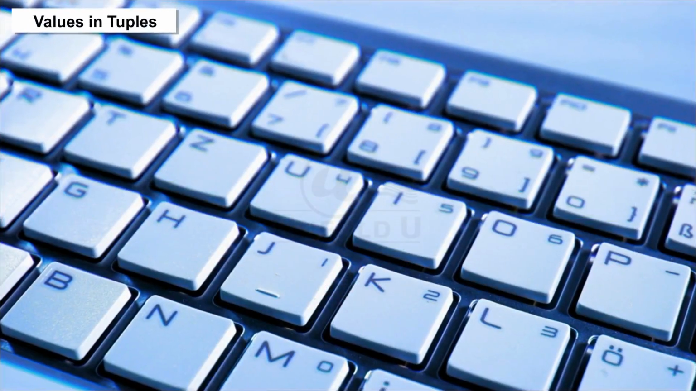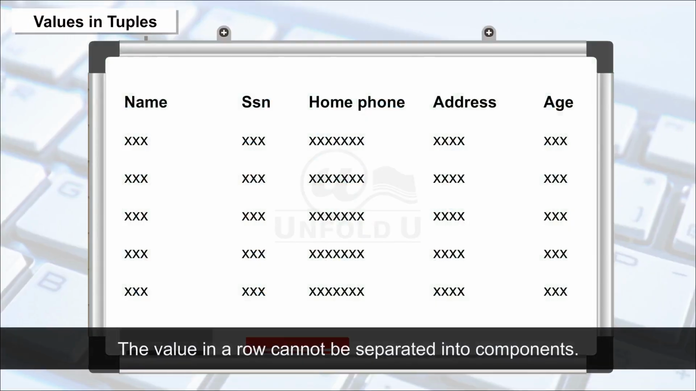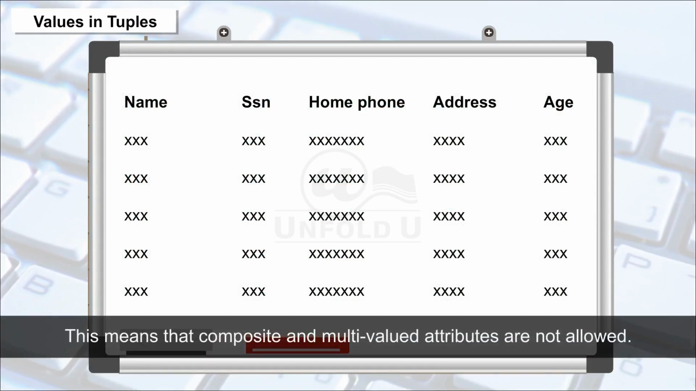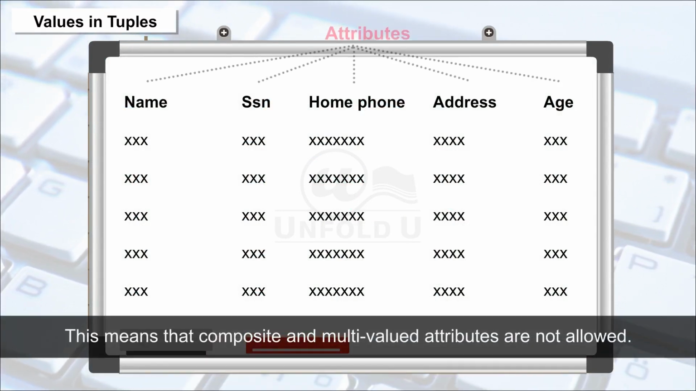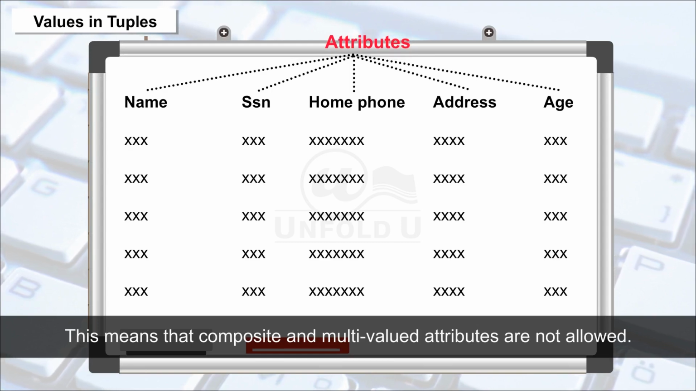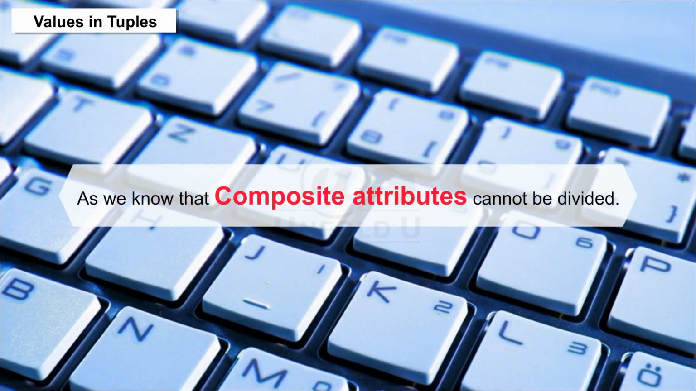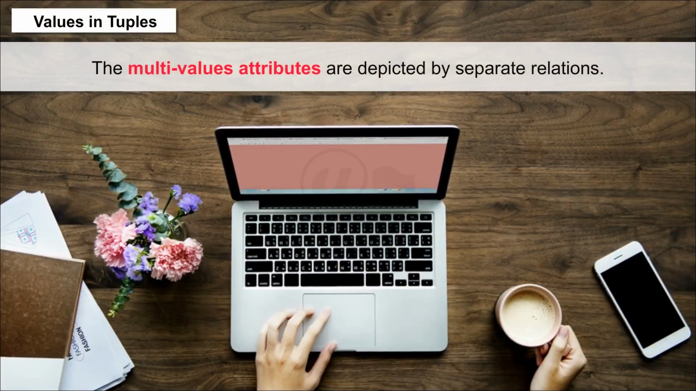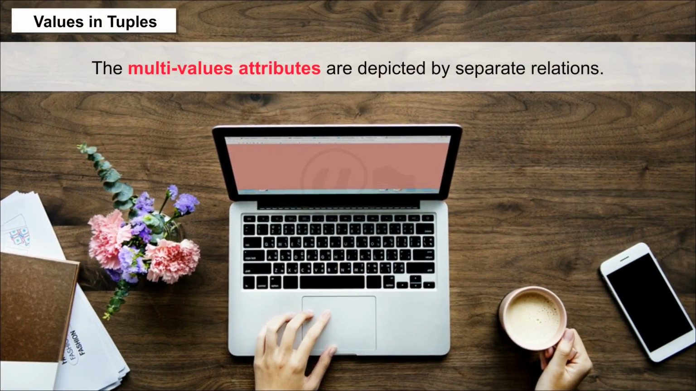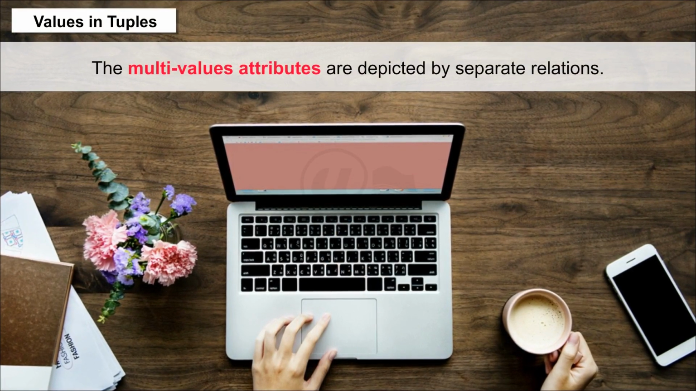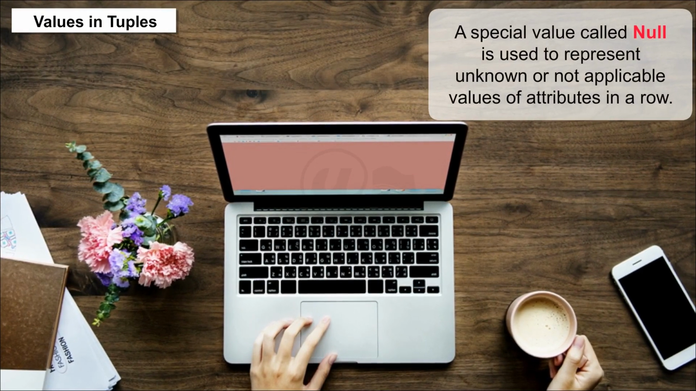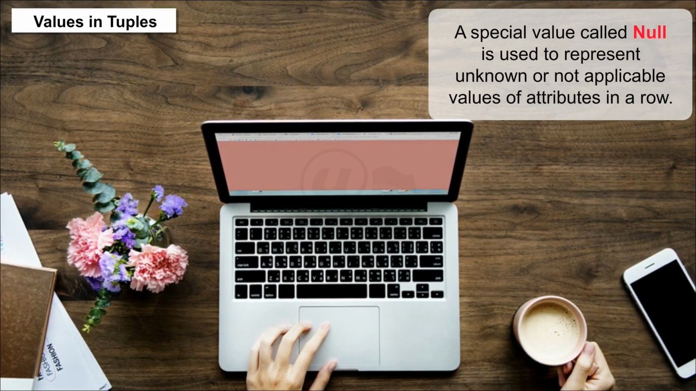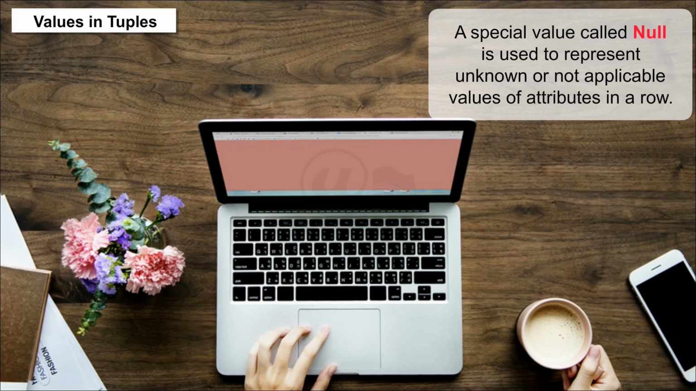Values in tuples. The value in a row cannot be separated into components. This means that composite and multi-valued attributes are not allowed. As we know, composite attributes cannot be divided. The multi-valued attributes are depicted by separate relations. A special value called null is used to represent unknown or not applicable values of attributes in a row.